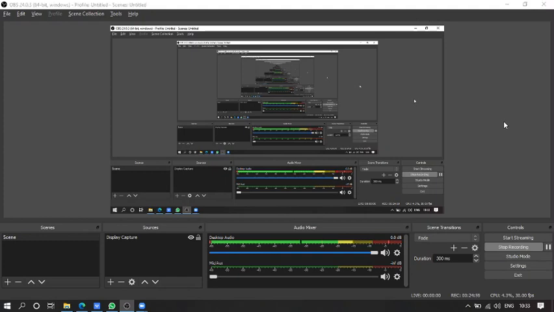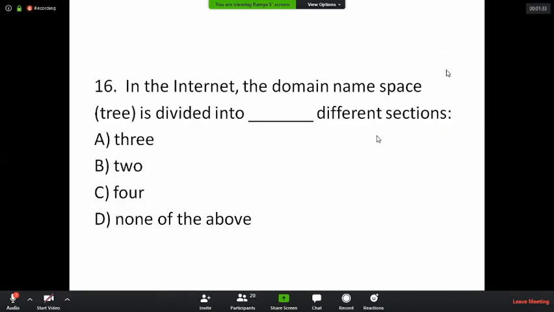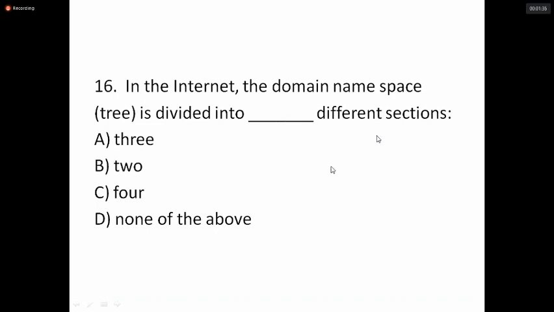This is divided into dash different sections. The complete DNS is divided into how many sections? Hello? Are you people able to hear me? Yes, ma'am. Give me the answer then. It is 3. Which are those 3? Generic, country, and inverse. Yes, very good. Shall I proceed?